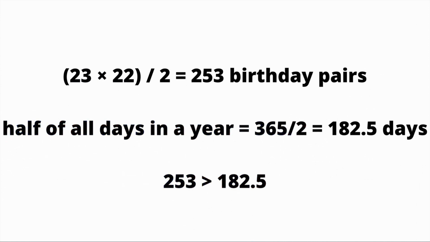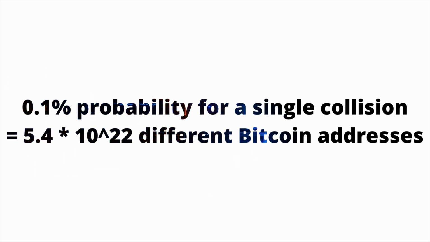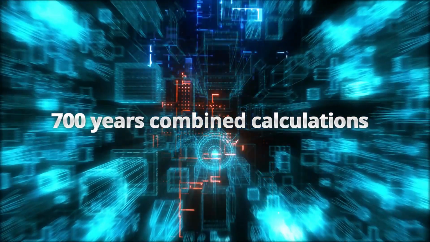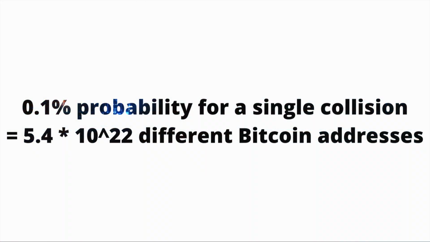I did the math for you, and to have even just a 0.1% chance for a single collision, like the birthday paradox, that would mean you need in total 5.4 times 10 to the power of 22 different Bitcoin addresses. If the total Bitcoin computing power would be used for nothing else but generating new Bitcoin addresses, it would still take 700 years of combined calculations to generate a single collision with a probability of 0.1%. So I think we're fine.